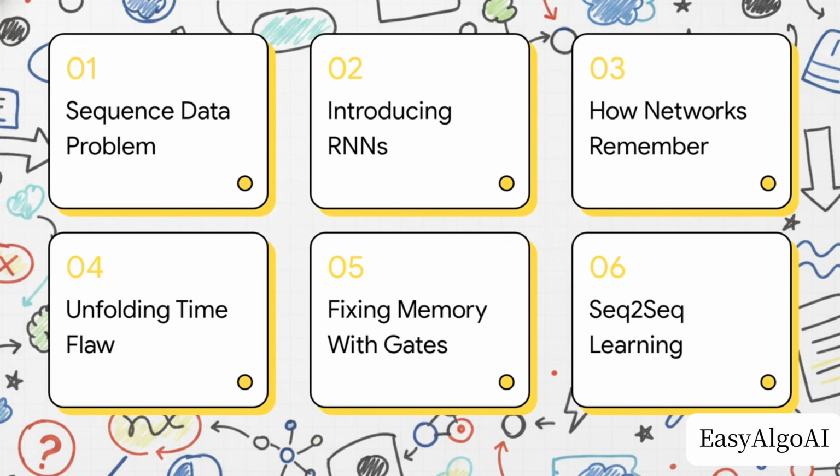So here's our roadmap for today. We're going to cover 1. The sequence data problem, 2. Introducing RNNs, 3. How the network remembers, 4. The unfolding time flaw, 5. Fixing memory with gates, and finally 6. Seek-to-seek learning. Basically, we're taking a journey from a major roadblock in early AI all the way to the magic behind modern machine translation. Let's get right into it.